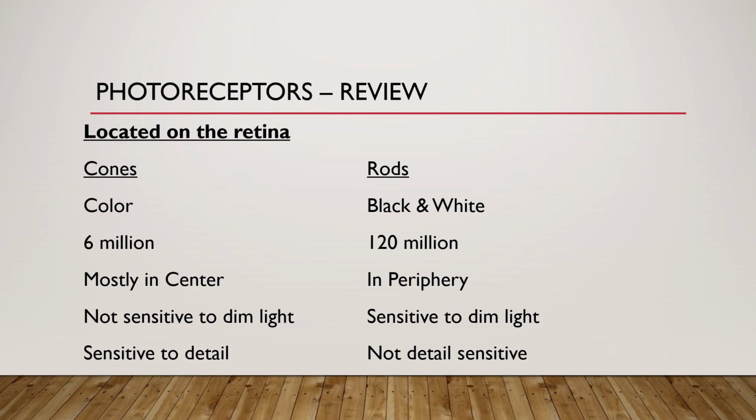The cones are mostly in the center, or in the fovea, but remember they do lie in the periphery as well, at least a few, all around the periphery. The rods are only in the periphery. There are none in the center or the fovea. The cones are not sensitive to dim light. They are sensitive to detail. They give us our acute vision. And the rods are the reverse. They are sensitive to dim light because of the vast amount of spatial summation of 120 to 1, but they're not sensitive to detail.